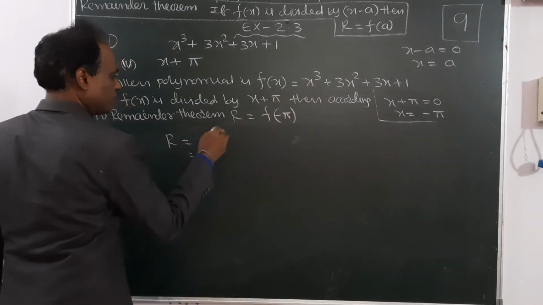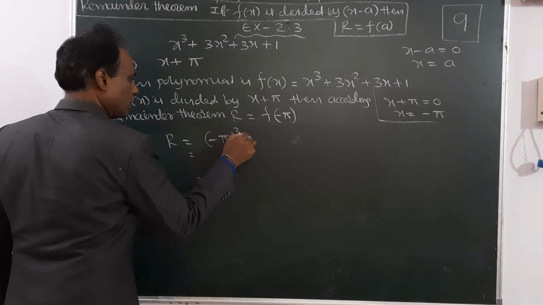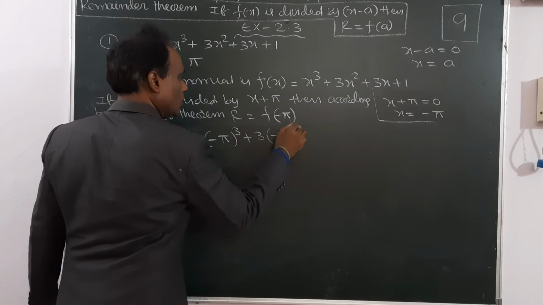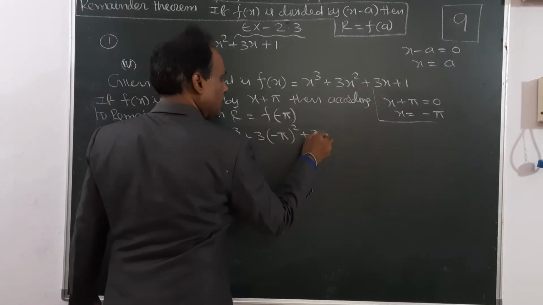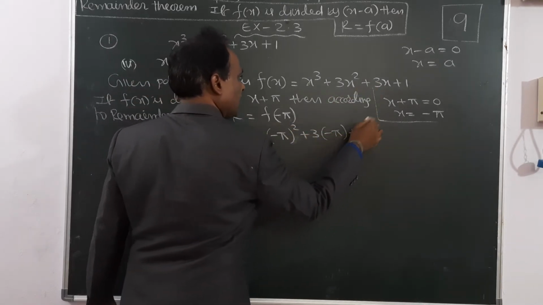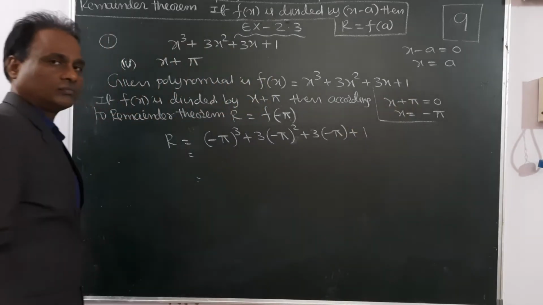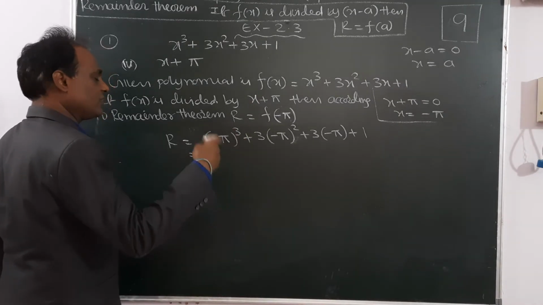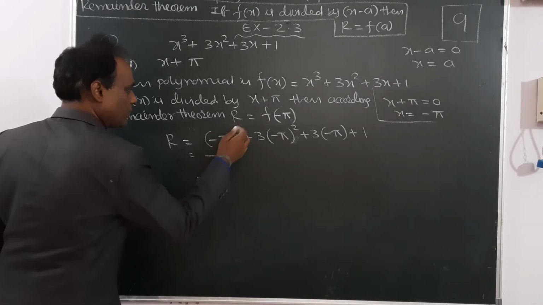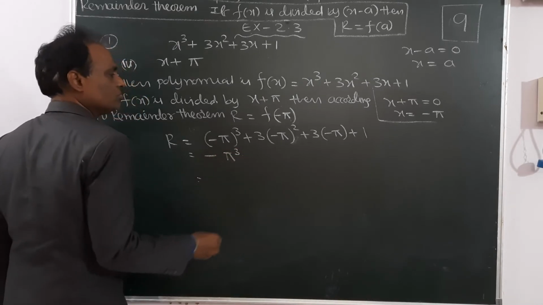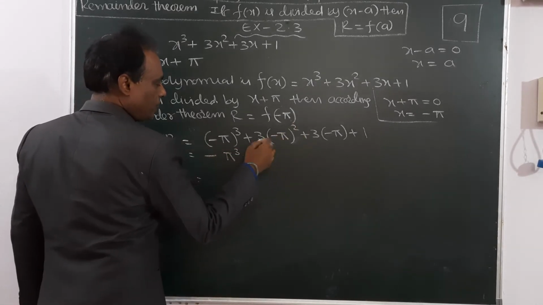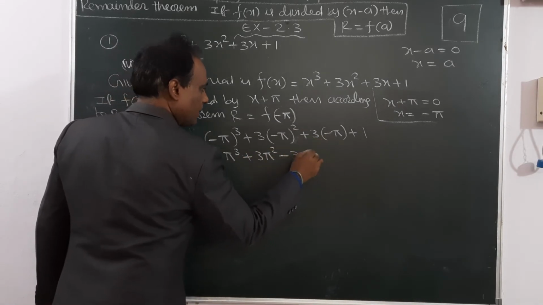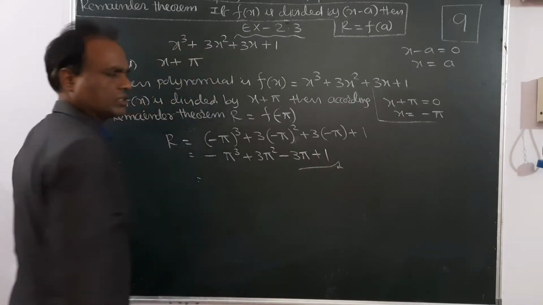Minus pi in place of x. Minus pi whole cube, 3 into minus pi whole square, 3 into minus pi plus 1. Minus into minus into minus, minus 3 times minus pi cube is pi cube only. Minus whole square, plus pi square is pi square. 3 pi square plus into minus, 3 pi plus 1. That's all. No simplification. That's all.